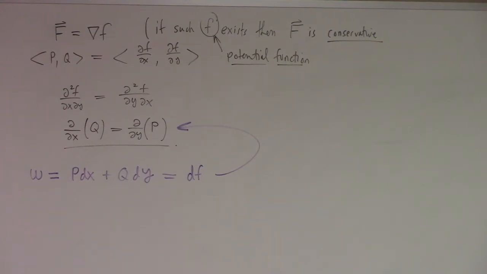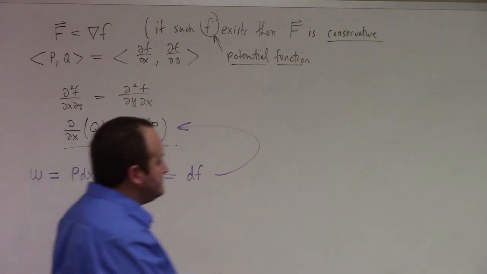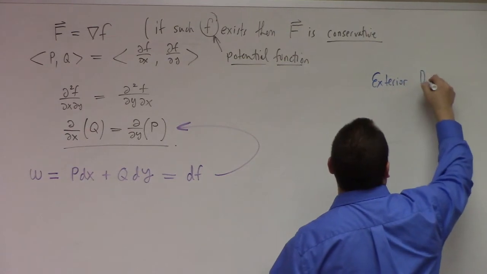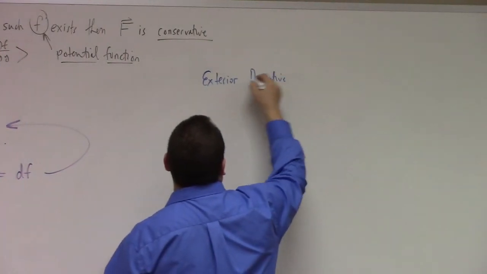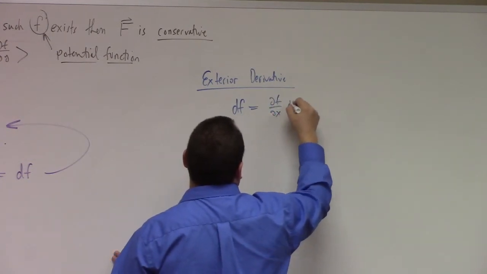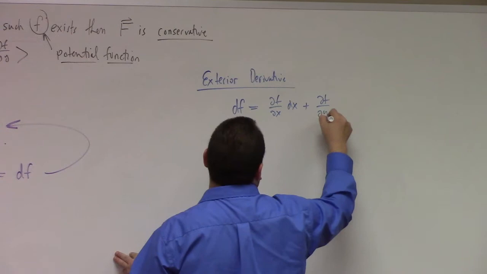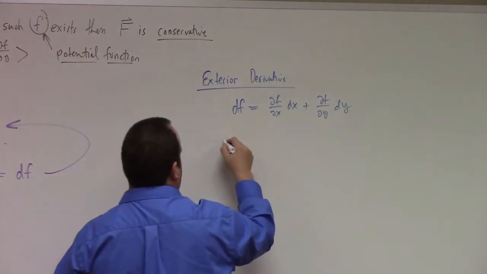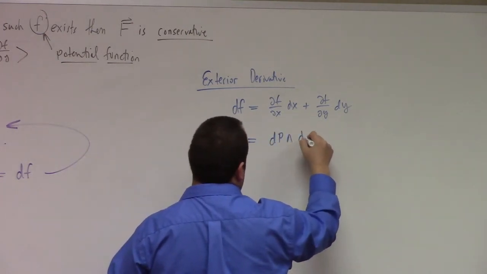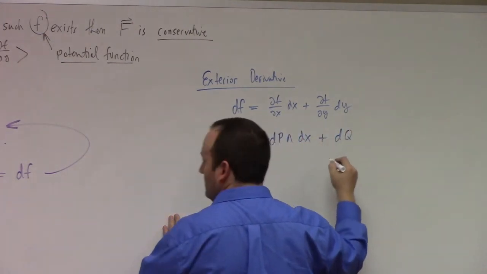Is there some kind of sneaky way you could encode this idea using some other heuristic calculation? Well, there is. There's something called the exterior derivative. So what's the exterior derivative? You've already seen the start of it. df is equal to partial f partial x dx plus partial f partial y dy. But the next level up is if I take the derivative of omega, it's equal to dp wedge dx plus dq wedge dy.